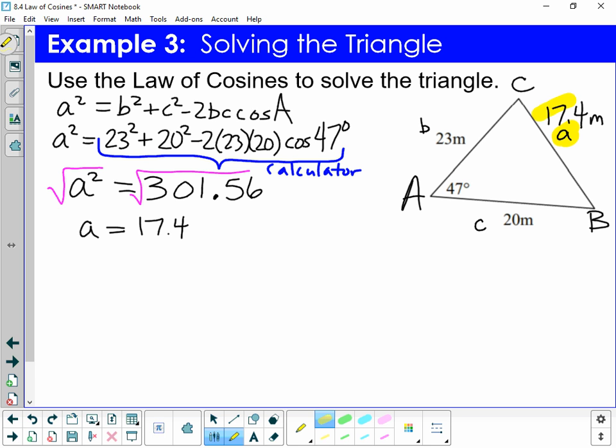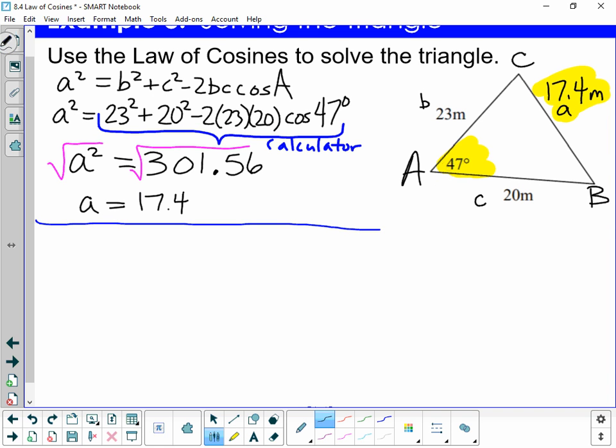But you could again use the law of cosines if you wanted, but at this point, since we have found the length of side A, we now have this partnership of A's that can help us find the other two angles in the triangle. I'm going to start by finding angle B, and I'm going to use the law of sines.